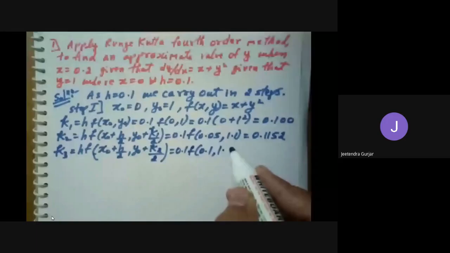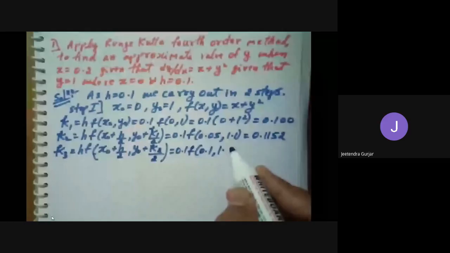Comma y naught plus k1 upon 2. Y naught, what do we have, students? 1. K1, what do we have? K1 is 0.1. So 0.1 upon 2. When you simplify this, you're going to get 0.05. Sir, instead of 1.1, it is 1.05. Okay, substitute 1.05. Yes, you are right.